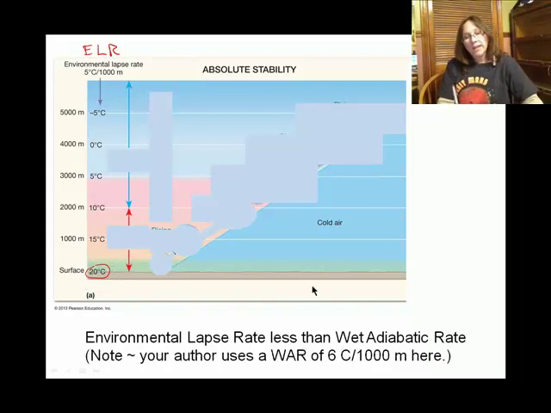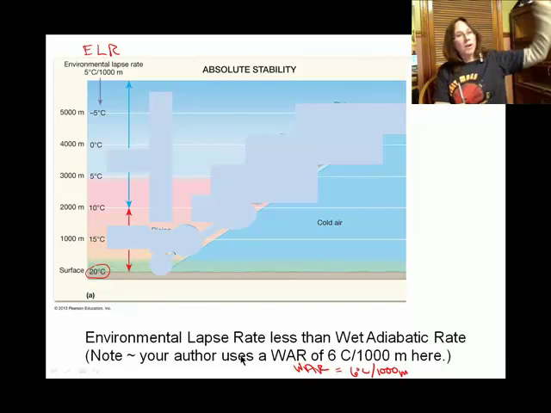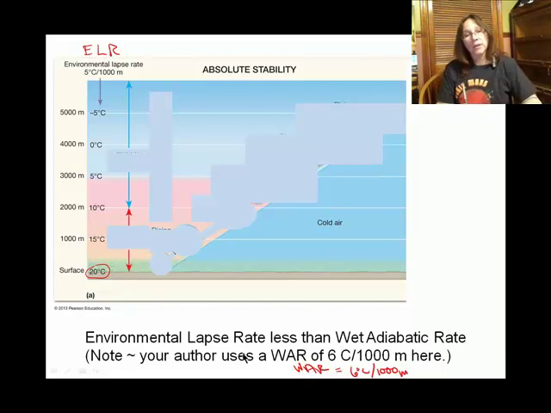So here's where I need to warn you that instead of a wet adiabatic rate of 5 degrees Celsius, your author, and you're going to see it on these slides in these examples, we're going to see that if condensation is happening in the parcel of air that's ascending, then the wet adiabatic rate it's going to cool at now is 6 degrees Celsius per 1,000 meters. Okay, so that's the balloon. The environmental lapse rate is cooling 5 degrees Celsius for every 1,000 meters.